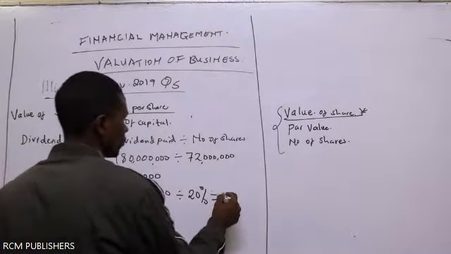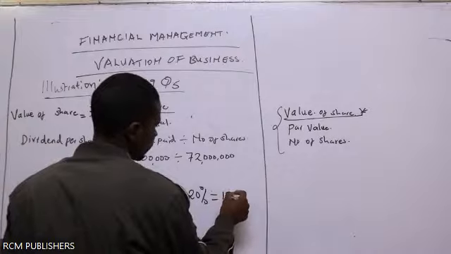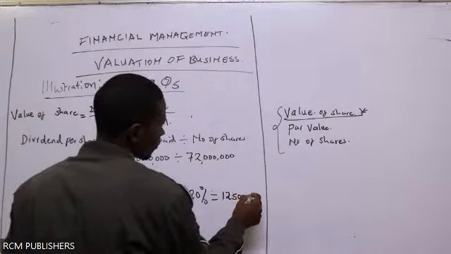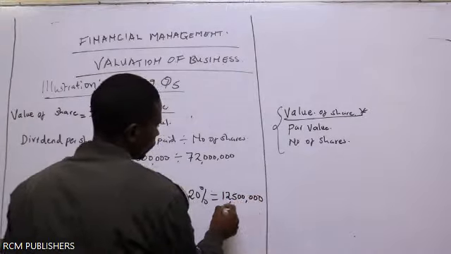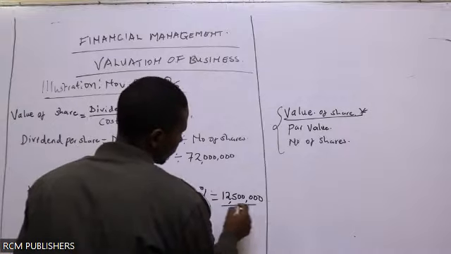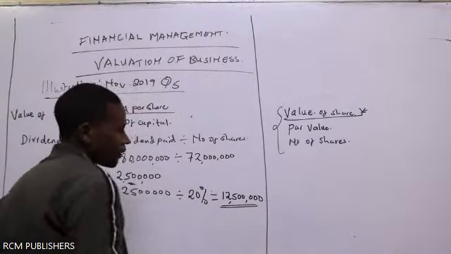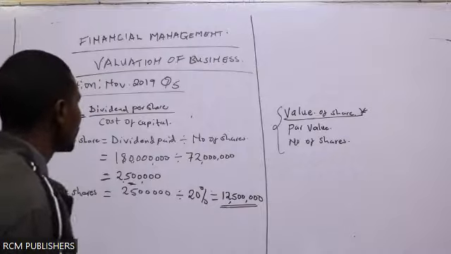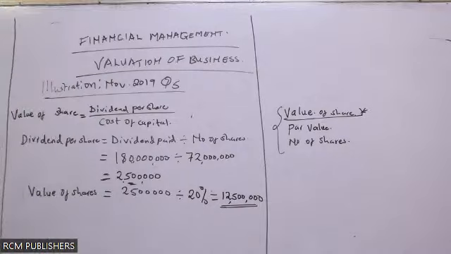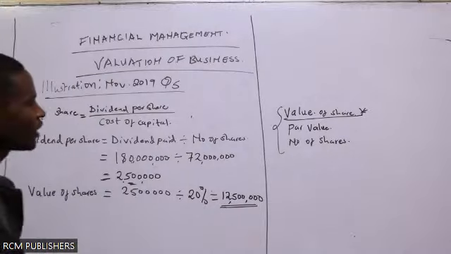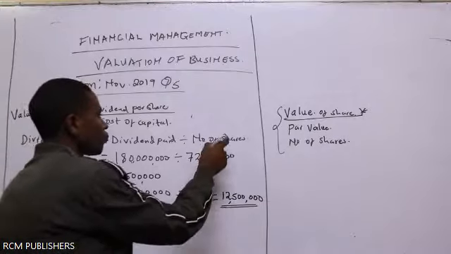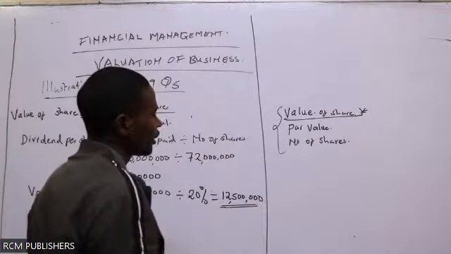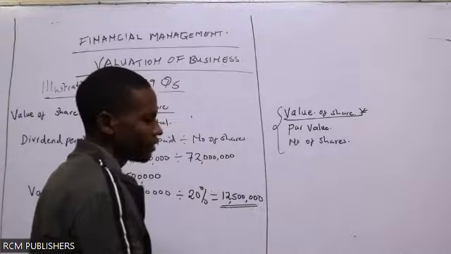12.5 million. That is 12,500,000. So 500. That's how. Now that is a route that you can follow when you're given the dividend paid. When you are provided with the dividend paid and the number of ordinary shares, that is the route that you can get.